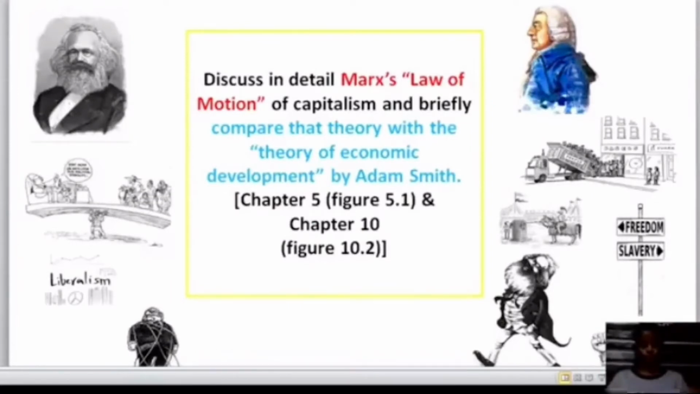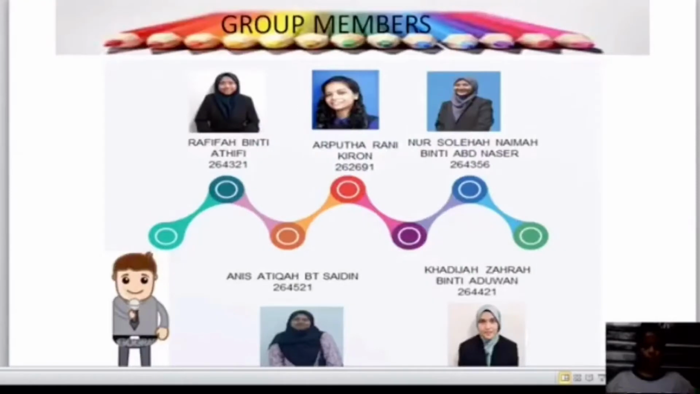So today our group is going to discuss in detail Marx's laws of motion of capitalism and briefly compare the theory with the theory of economic development by Adam Smith. Chapter 5, figure 5.1 and chapter 10, figure 10.2. So these are our group members.